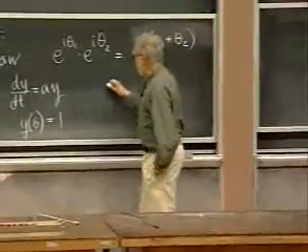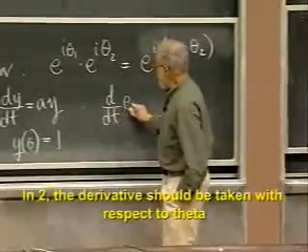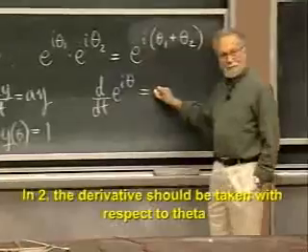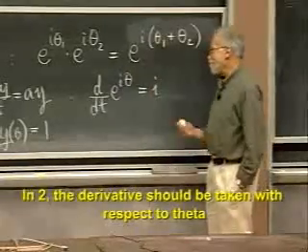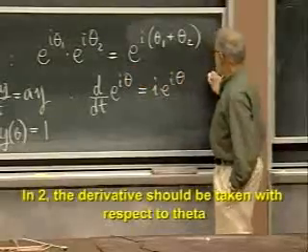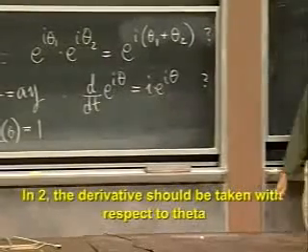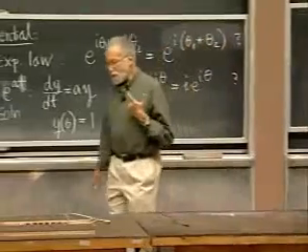What would we like to be true here? Well, will it be true that the derivative with respect to t of e to the i theta is equal to i times e to the i theta? So, question? I think those are the two most significant things.